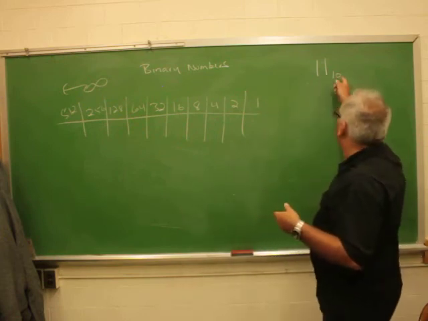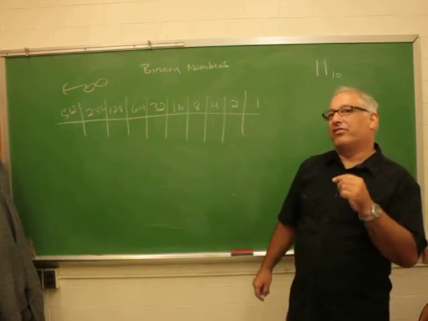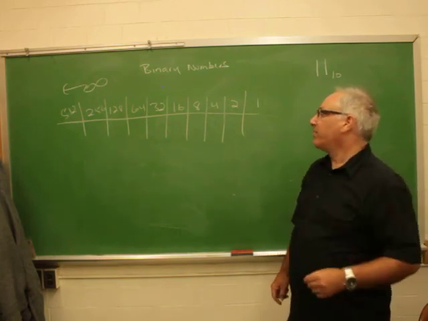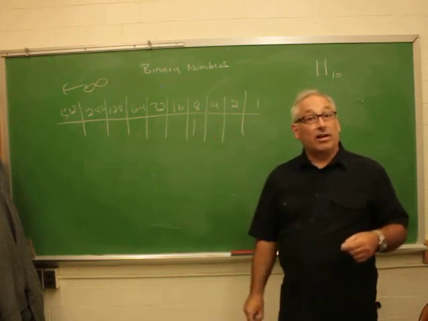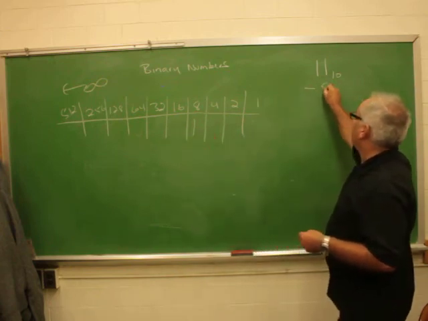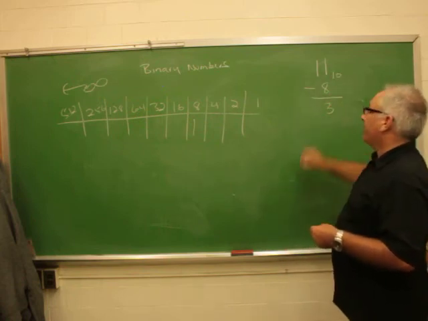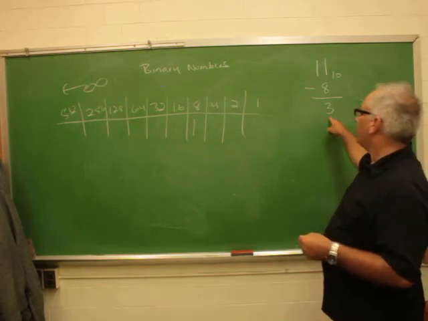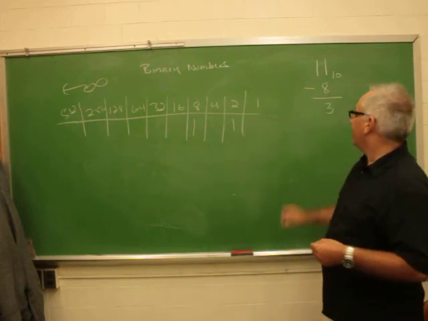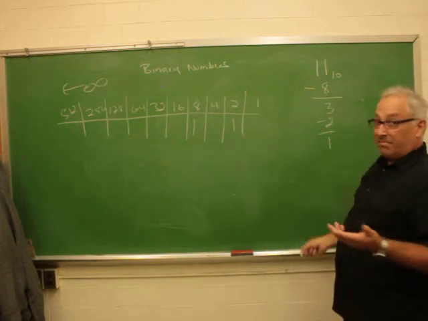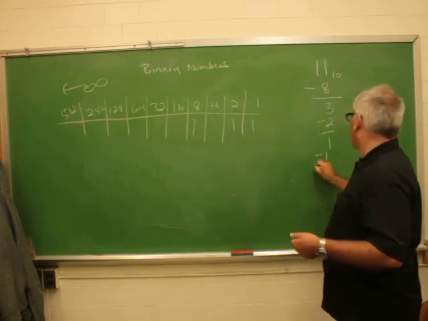All right, so 11. Find the number in the binary place value chart that is as close as possible to 11 without going over. Simple. That's 8. Place a 1 under it and subtract it from the number that you're trying to convert. So 11 minus 8 is 3. Play again with this number. Closest possible to 3 without going over, that'd be 2. Place a 1 under it, subtract it, I'm left with 1. As close as possible to 1 without going over, well obviously that's 1. Subtract 1, you get 0.